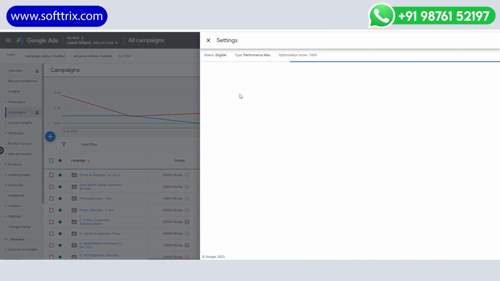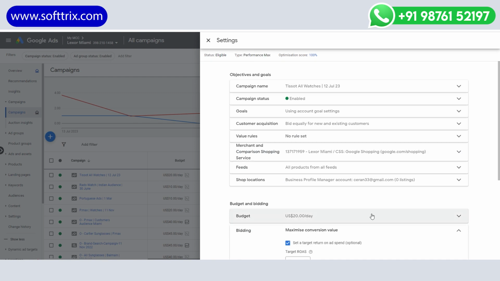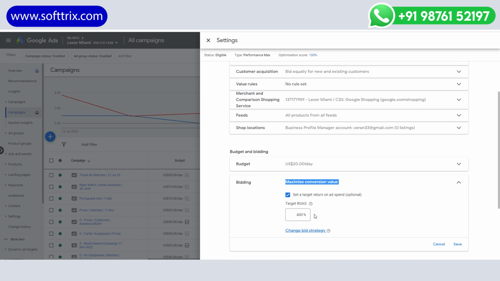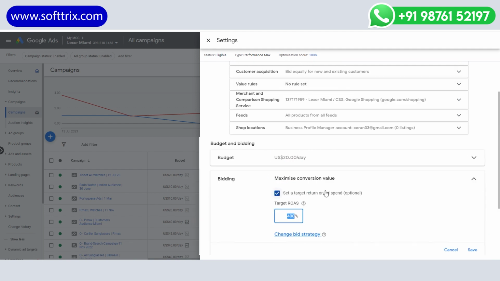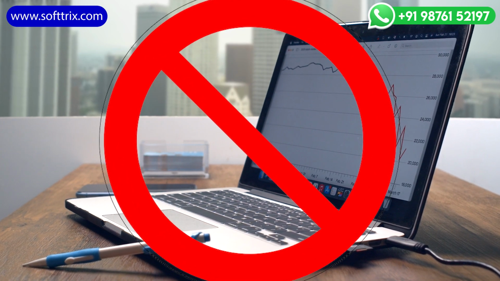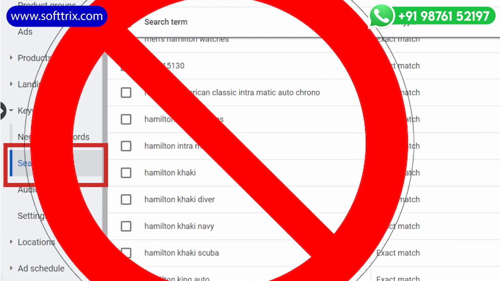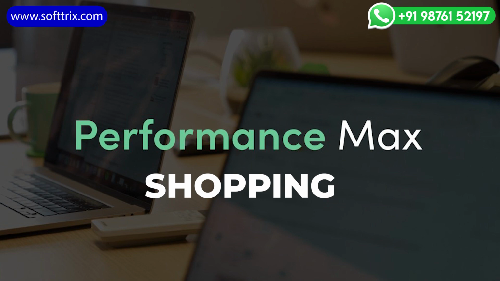In the Pmax shopping campaign, we cannot change the bidding at the product level. We can only use maximize conversion value at the campaign level. We cannot change the bidding at the device level and so on. We cannot even see the search term. So now you are able to see the main difference between standard shopping and Pmax shopping.